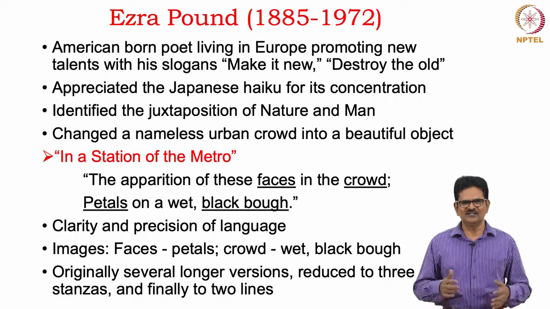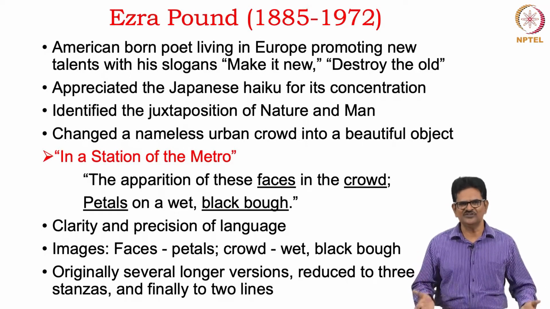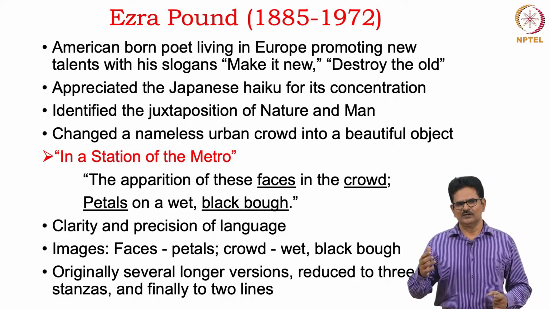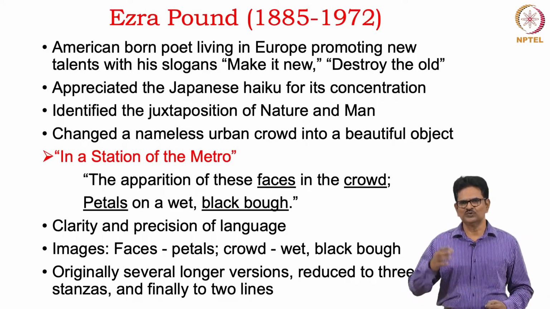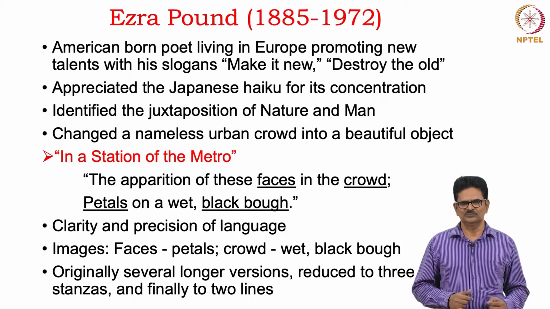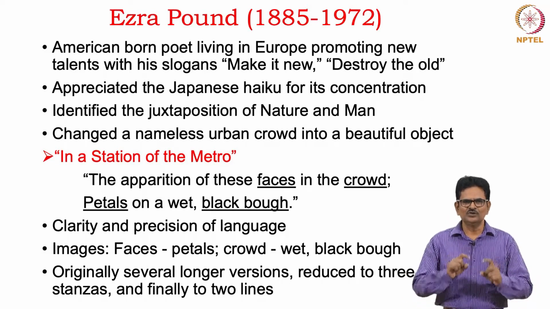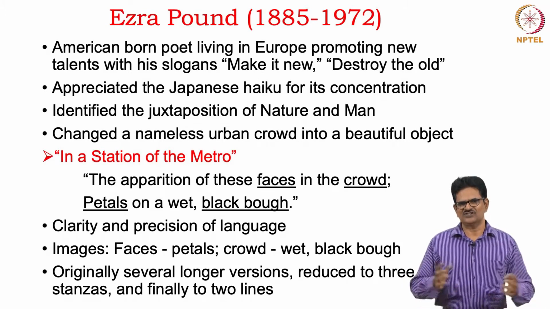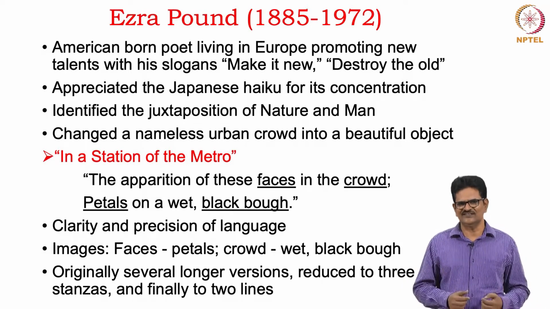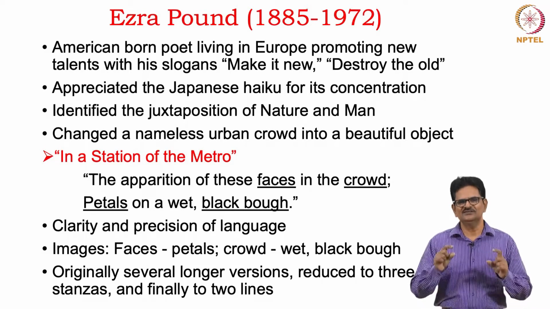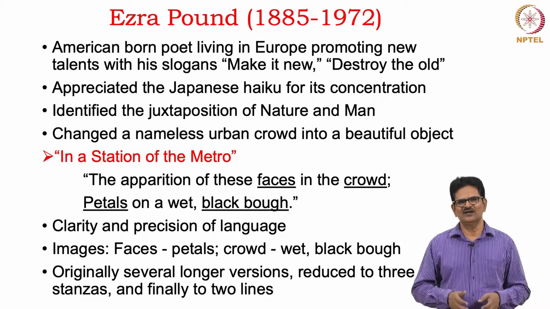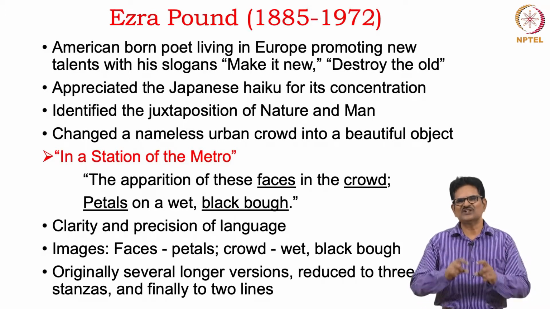What we have here in this poem is clarity and precision of language. We have images, faces through petals, crowd through wet and black bough. Originally this 2-line poem had many lines, but later on these were reduced to 3 stanzas, and finally we have just a 2-line poem like a Japanese haiku or a Chinese pictogram.